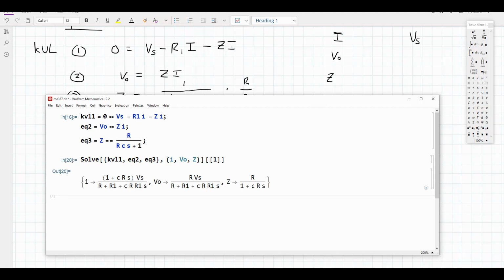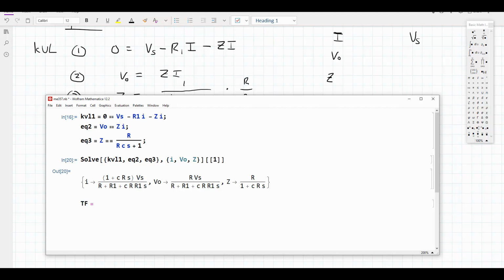It really gives us back where we started, but you'll notice that now Z does not appear on the right-hand side of the i equation or the Vout equation. So in that sense, we've accomplished what we wanted. All right, so transfer function.